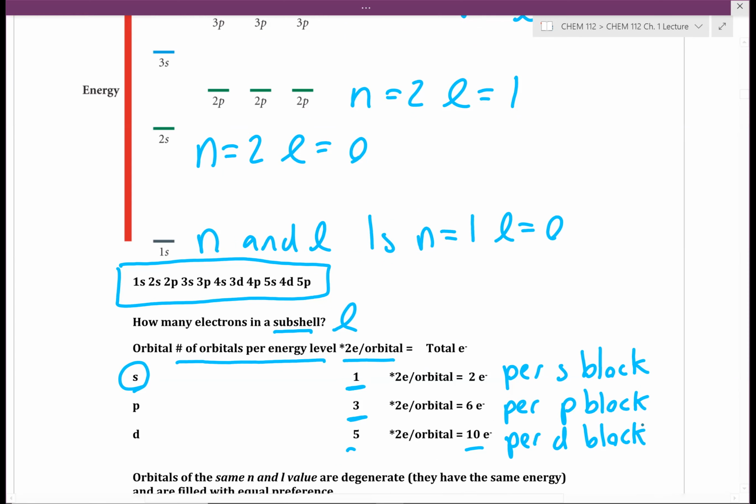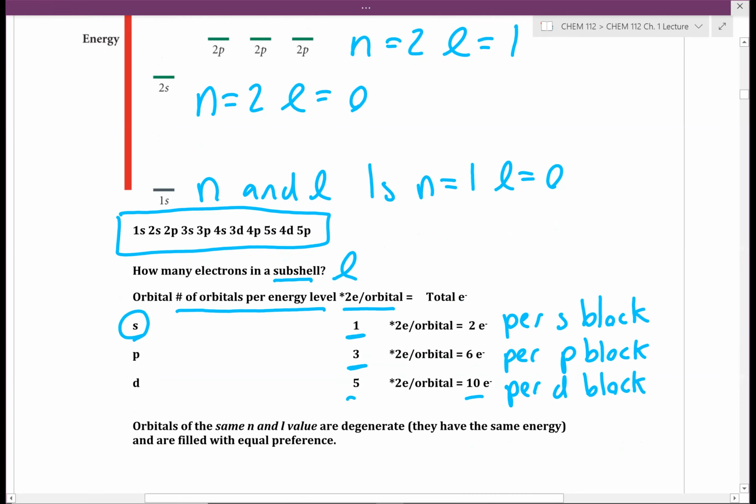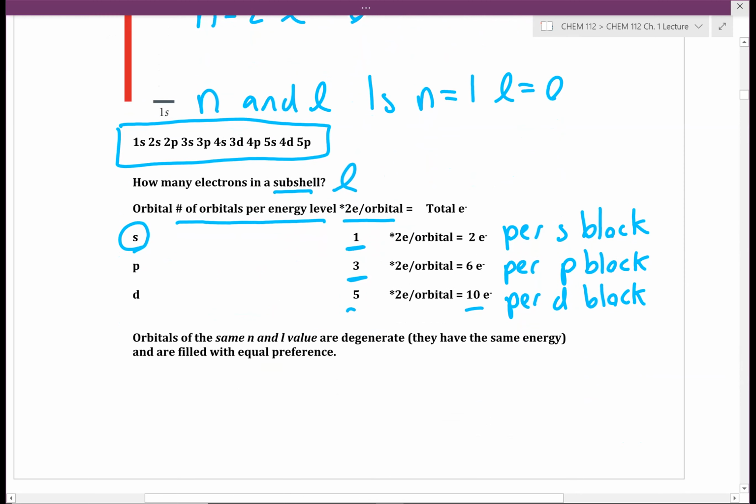An additional feature that I'd like us all to appreciate is this idea of degenerate orbitals. Orbitals with the same n and L value are degenerate. Now, what does that word mean in the context of chemistry? It means that they have the same energy.